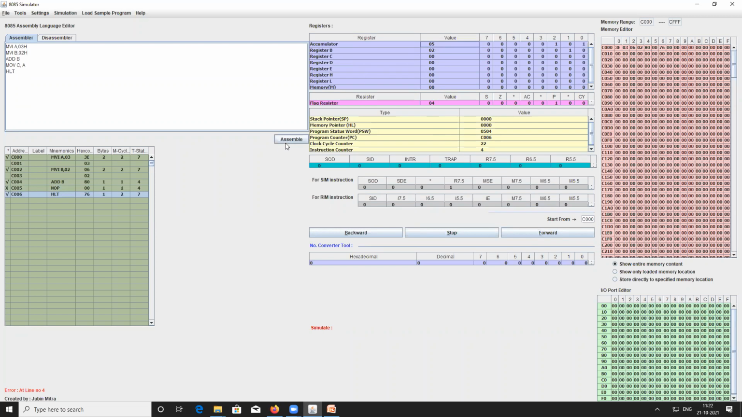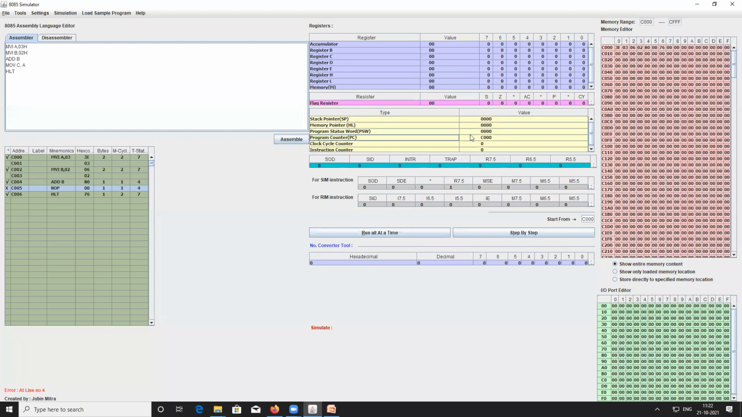Okay, so again I am showing. Understood? This is 05. After this execution, see what will happen in the program counter: it is automatically incremented. Above, you can see that 03 is present in the accumulator and 02 in the register B. Add these two and store the value 05 into the accumulator.